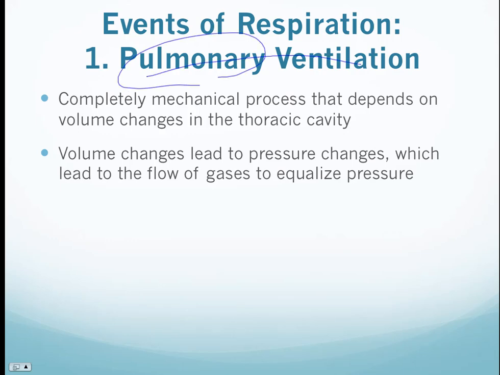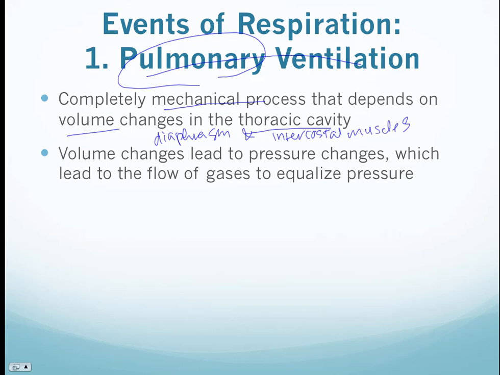Pulmonary, dealing with our lungs. And so this is the movement of air in and out of our alveoli. Because our alveoli themselves do not have any muscles, no smooth muscles, this is a completely mechanical process that depends on the volume changes found within the thoracic cavity. So we're going to rely heavily on our diaphragm and our intercostal muscles. And those are the muscles found between our ribs.